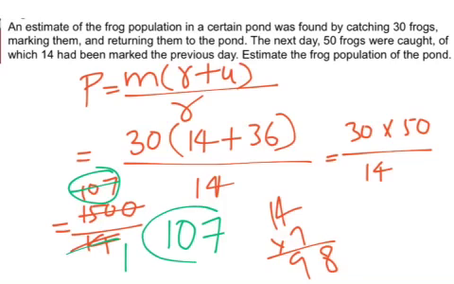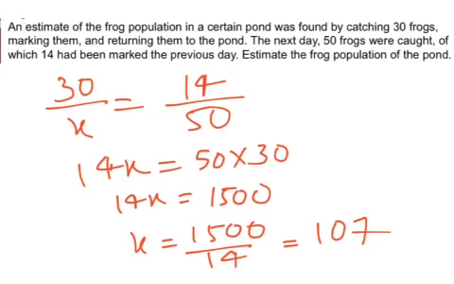So our answer is the frog population in the pond is 107. Doing it in another method here: 30 by x equal to 14 by 50, and 14x equal to 50 into 30, and 14x equal to 1500 here, and x equal to 1500 by 14. Approximately we get the answer 107. So the frog population of the pond is 107. Thank you.